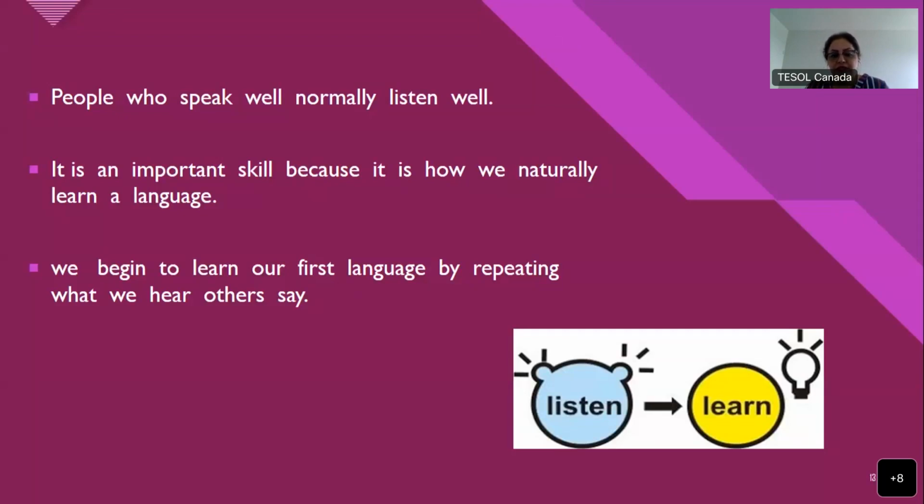And definitely, when they start to listen, it's good to listen to different accents. For example, for English, it's good to listen to American accent, Canadian accent, Australian accent, British accent, New Zealand accent. In this way, they catch and understand the language better because they can get familiar with different accents.